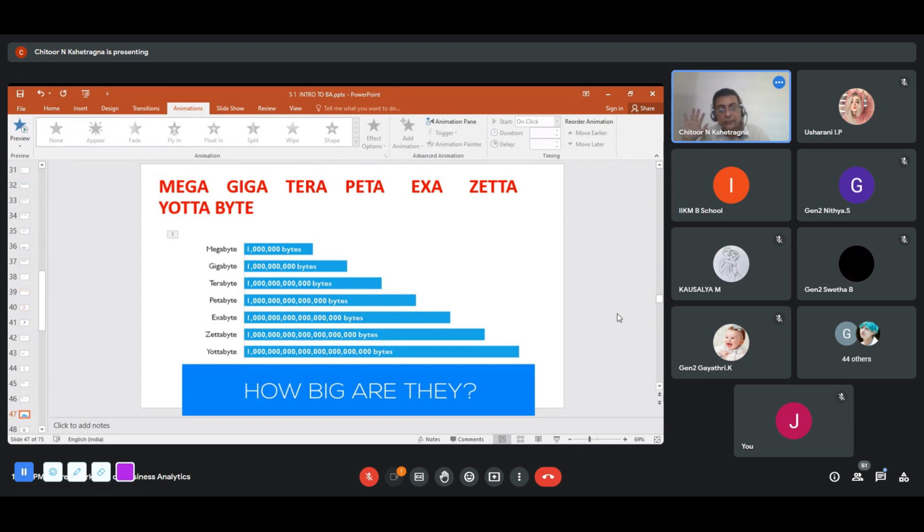This is big data. If somebody asks what big data is, you can express it in terms of bytes, moving from mega to giga, and into peta, exa, zetta, yotta bytes. Okay, now the question is, how do you store them?